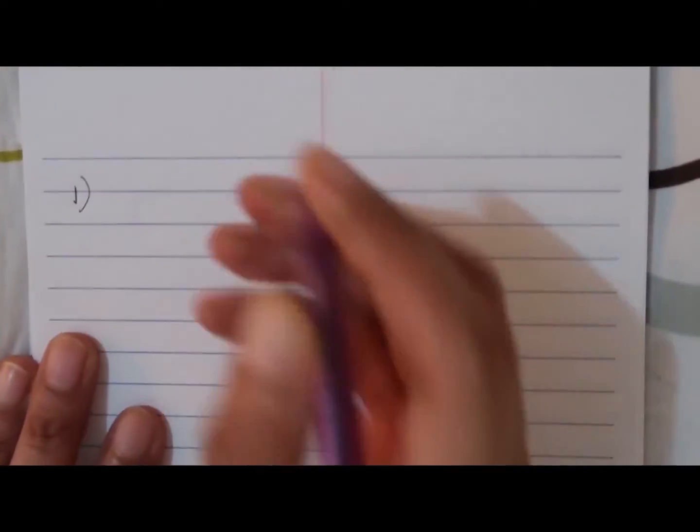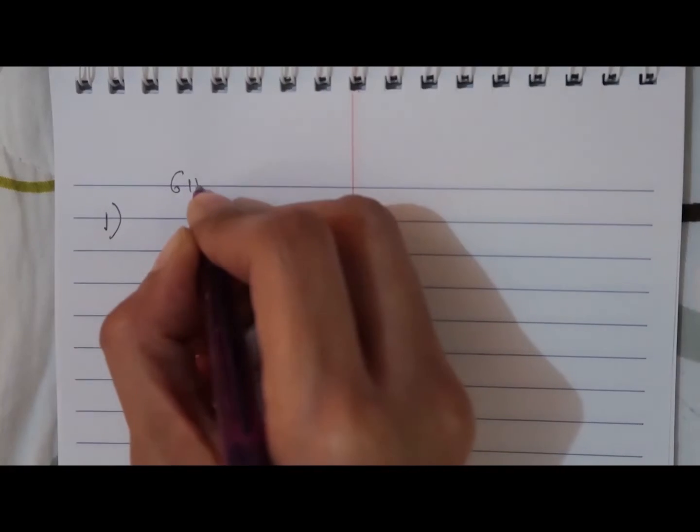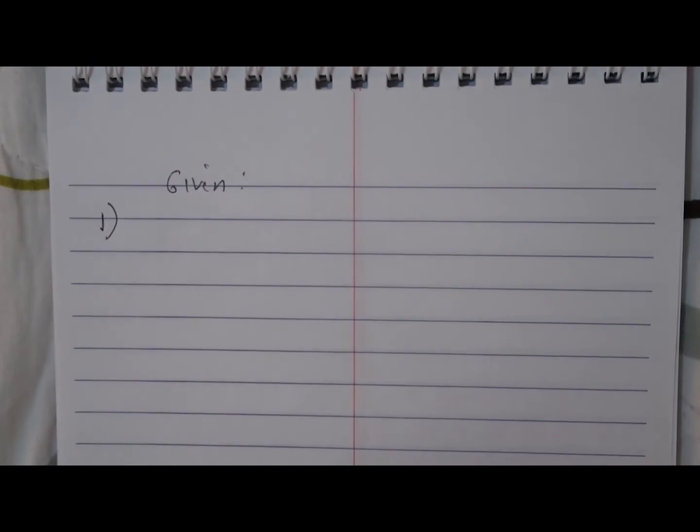Example number 1. I'm gonna read this one. A survey of 30 emergency room patients found that the average waiting time for treatment was 174.3 minutes. Assuming that the population standard deviation is 46.5 minutes, find the best point estimate of the population mean and construct a confidence interval of the population mean. So, in this problem, first we need to determine the given.